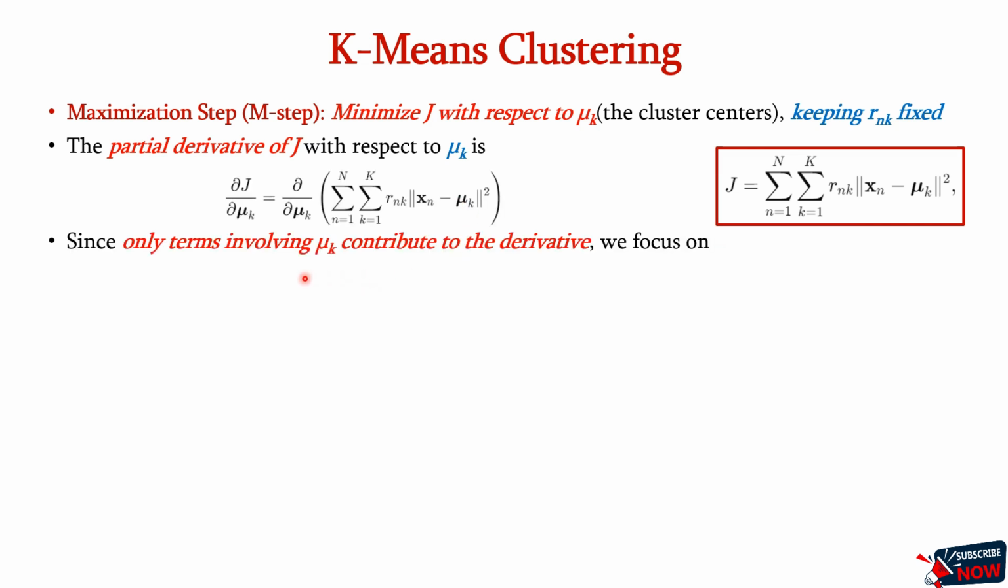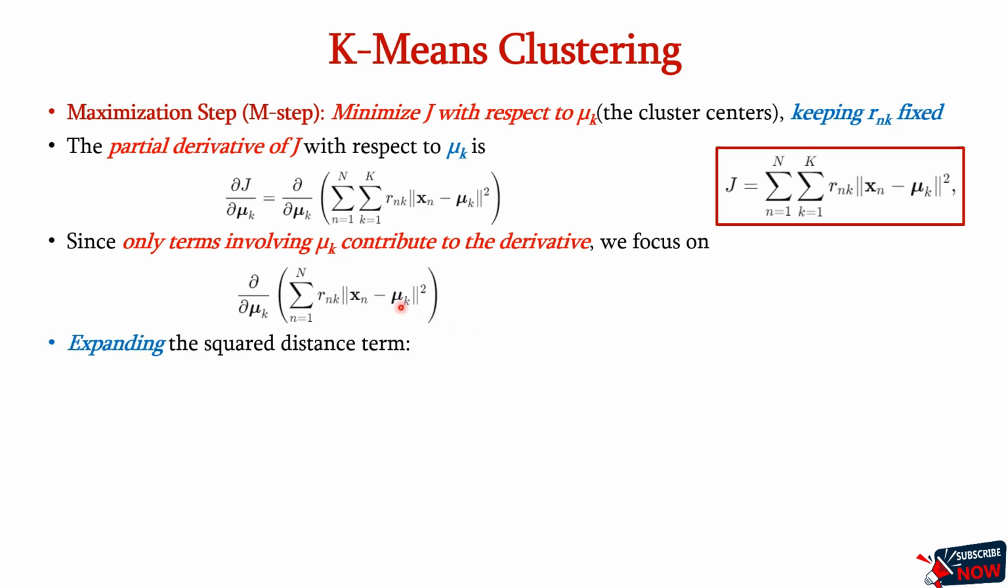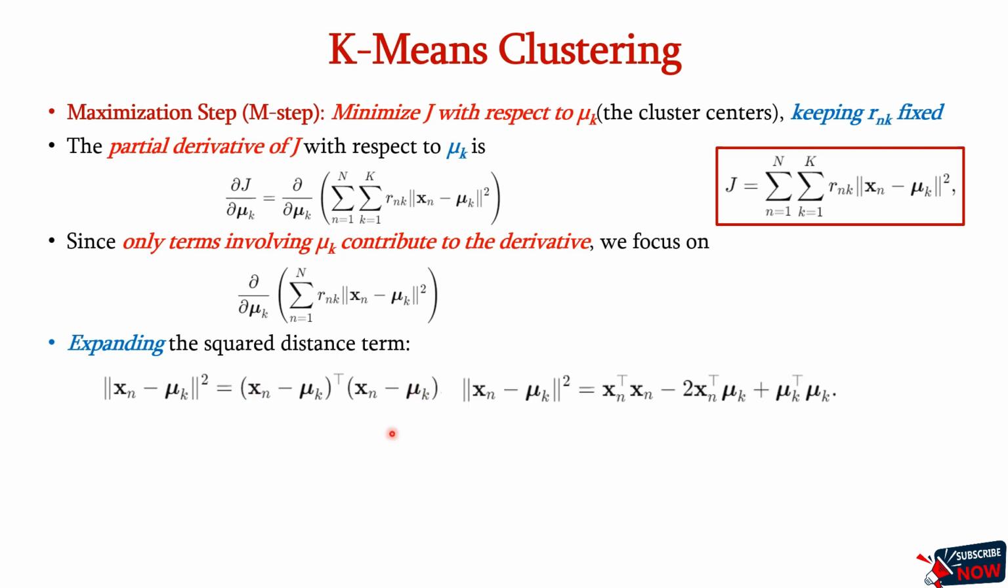Here, since only the terms involving the cluster centroid mu k contribute to the derivative, we can remove the summation k equals 1 to K because it represents the entire set of clusters. So this equation can be written as the partial derivative with respect to mu k of the summation n equals 1 to n of Rnk times the norm of xn minus mu k, whole squared. By expanding this distance term, we can write it as xn minus mu k transpose times xn minus mu k. By multiplying these two terms, we can write it as xn transpose xn minus 2 xn transpose mu k plus mu k transpose mu k.